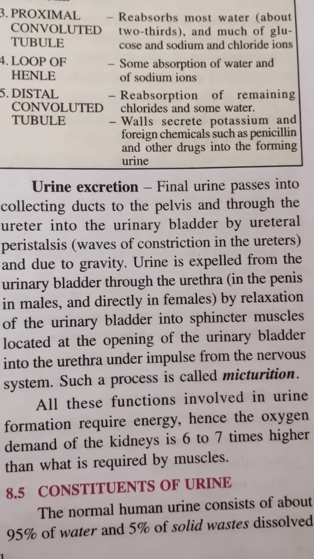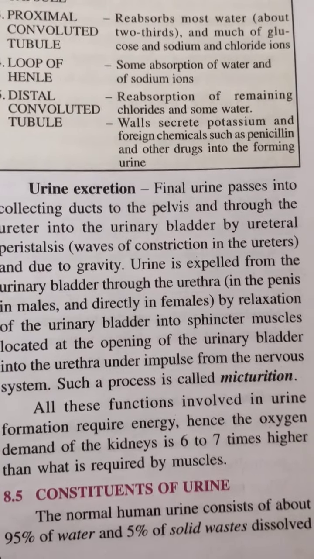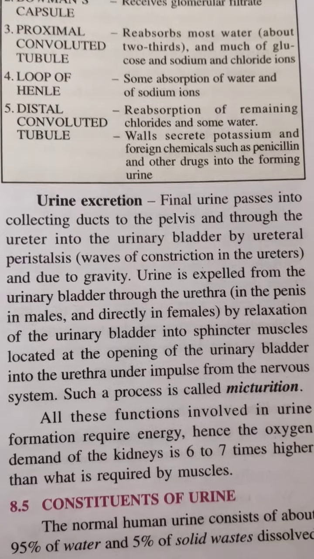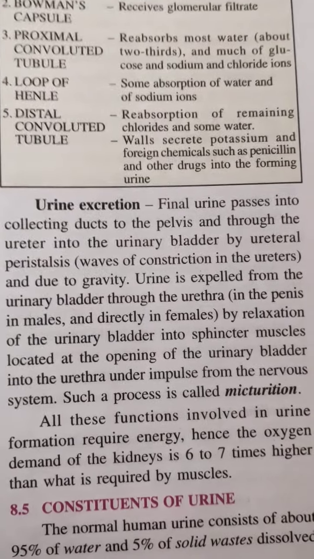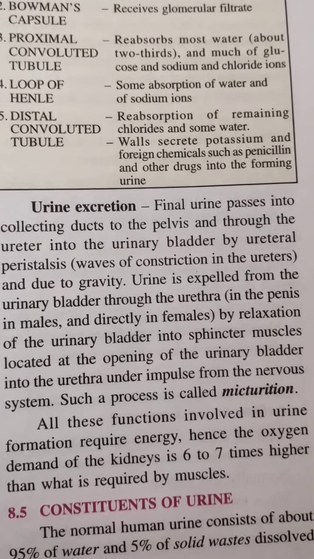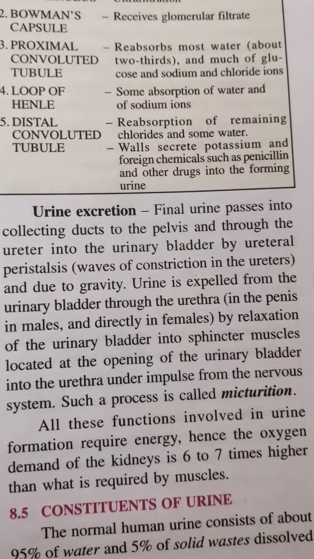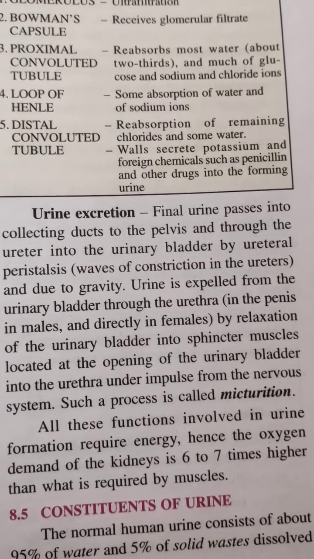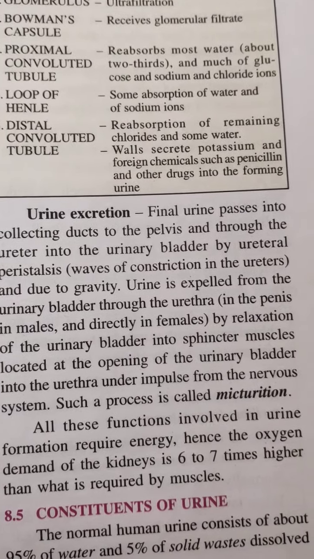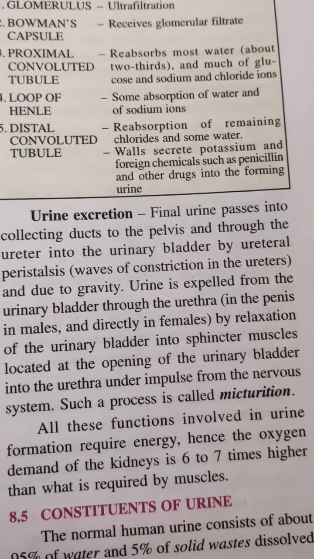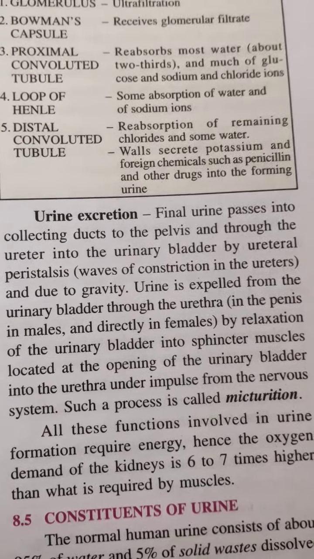Now, final urine passes into the collecting ducts to the pelvis and through the ureter into the urinary bladder by the waves of constriction in the ureters, that is ureteral peristalsis. You have read in your earlier classes peristalsis in the digestive tract. Peristalsis means a wave of contraction and relaxation, a wave of pushing something down. So here we can find peristalsis in the ureter.